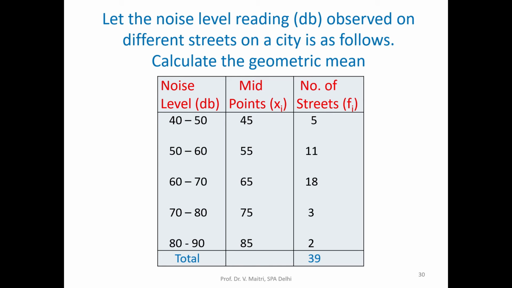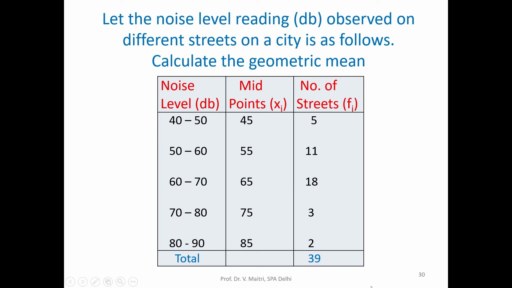Now let's work this out. We'll use this formula for calculating the geometric mean. In a city, the noise level is given. What is the geometric mean? Noise level and number of streets are given. Noise level from 40 to 50 has 5 streets, 50 to 60 has 11 streets, 60 to 70 has 18 streets, 70 to 80 has 3 streets, and 80 to 90 has 2 streets. So we have only 39 streets.